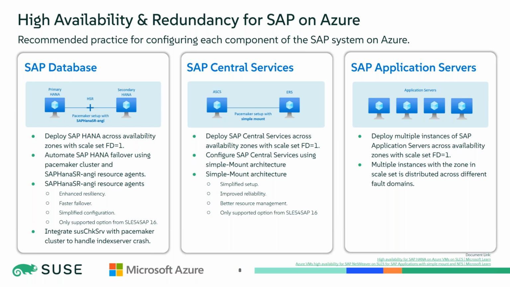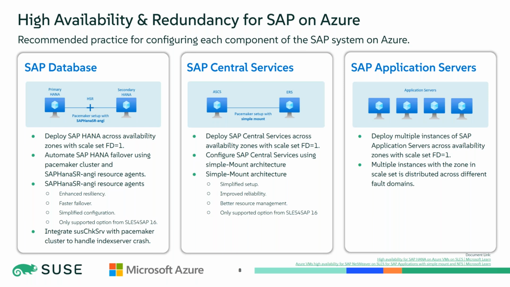So the file system you could basically put in /etc/fstab, and then there is a new resource agent that is introduced, which takes care of detecting where ASCS and ERS should run. So it simplifies the setup, it improves reliability, and it improves resource management. When I talk about this, both SAP HANA SR-NG and Simple Mount will be the only supported option going forward in SLES for SAP 16, but it is currently available in 15 versions as well.